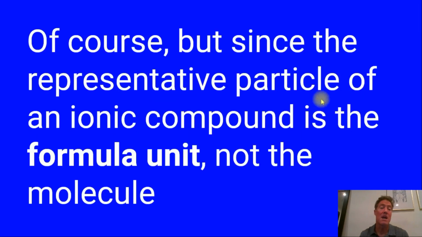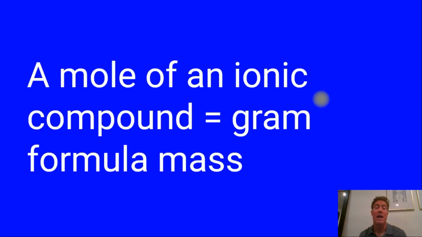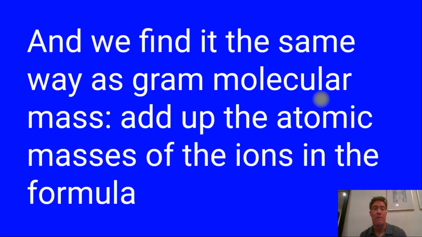Can we have moles of ionic compounds? Yeah, you can have moles of anything. But of course, since the representative particle of an ionic compound is the formula unit, not the molecule, we don't call it a gram molecular mass. We call it a formula mass. So a mole of an ionic compound is defined as the gram formula mass, the mass of the formula in grams. And we find it the same way as gram molecular mass.